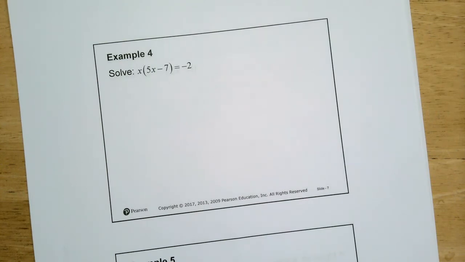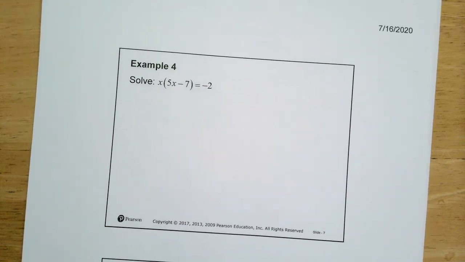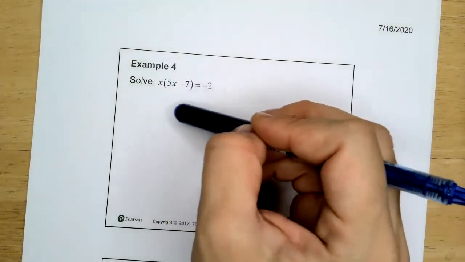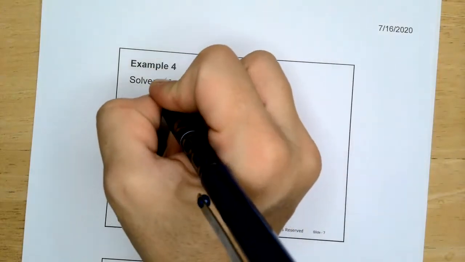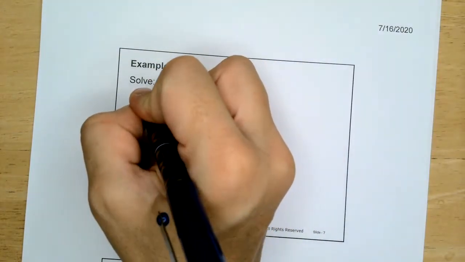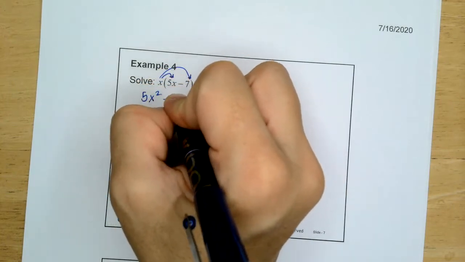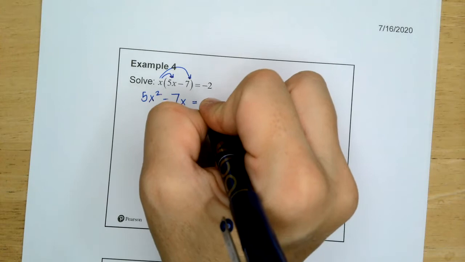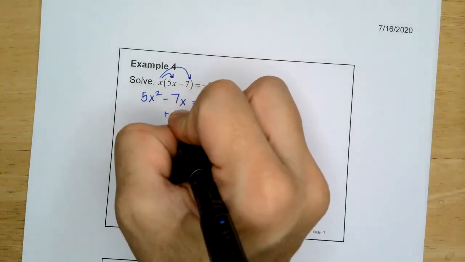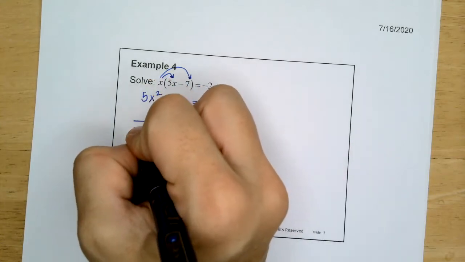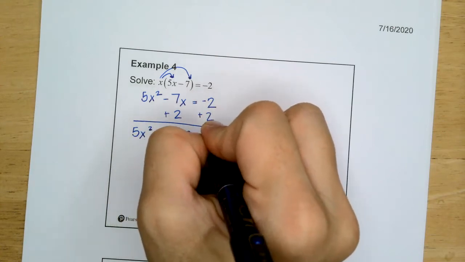Example 4, we want to start by putting it into standard form, okay? So you can either get rid of the parentheses first, or you can move the -2 first, it doesn't matter. I'll start with the parentheses. So x times 5x is 5x squared. X times -7 is -7x. And now I'm going to move that -2 over. So now I have 5x squared minus 7x plus 2 equals 0.